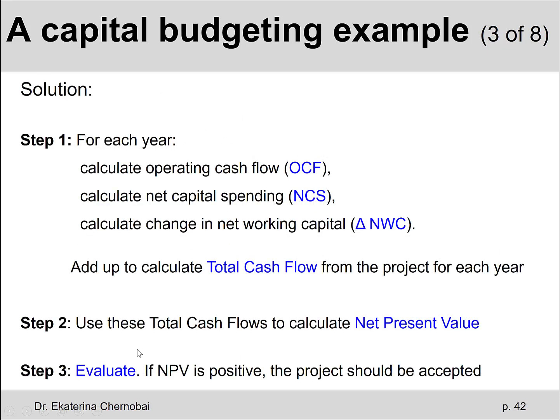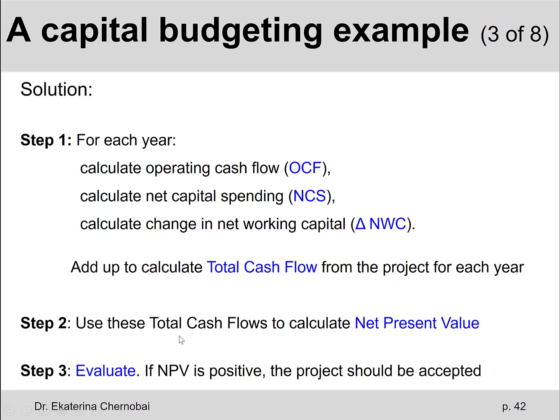Okay, so going backwards, we need to find the NPV. That would be our last step. If the net present value is positive, then the project should be accepted, right? So that's the evaluation step. But before that, we actually need to calculate the net present value. And for that, we will use the total cash flows, discount them at the known discount rate. And this is where we can use the cash flow keys in the financial calculator.